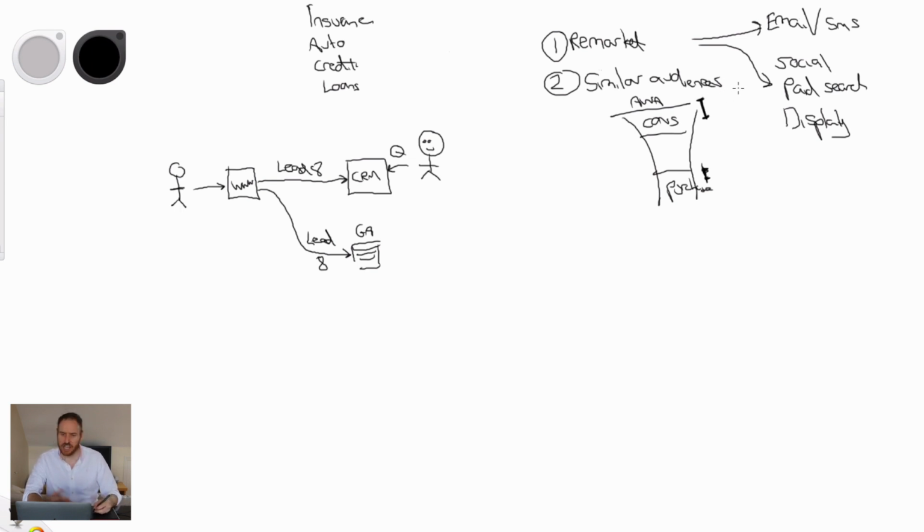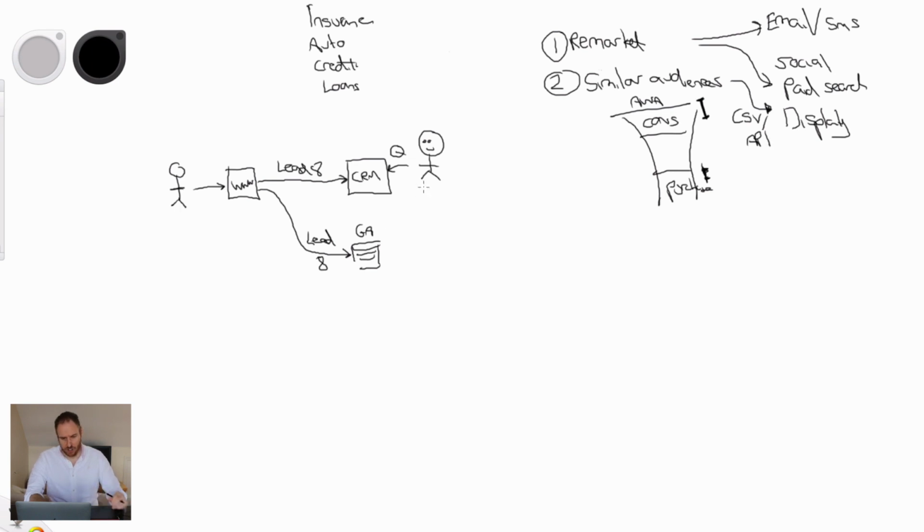So similar audiences, because we don't have any of their personal details, we can only really target them on these particular platforms: social, paid search, and display. And the way you do that is you export a list of the people that have converted or qualified, and you upload them into these platforms using either the API or a CSV list. Okay, so that's kind of remarketing 101. That's not really what I want to talk about. What I want to talk about is how you go about doing that process effectively.